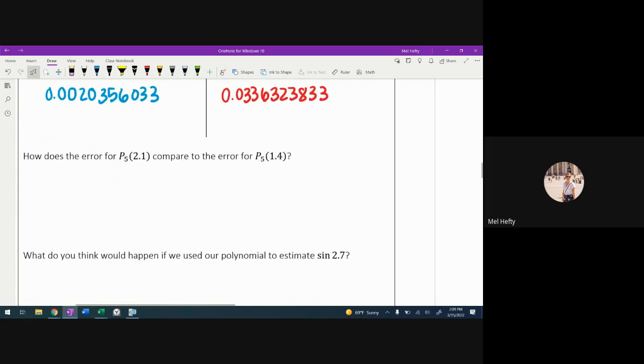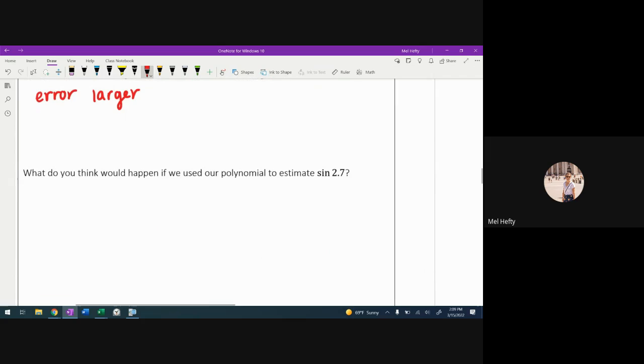All right, so the error was larger. So what would you predict would happen if I moved to the sine of 2.7 and I use the same polynomial? Do you expect it would be better, worse, about the same? Yeah, this would probably be even worse. So we have to decide what degree of accuracy we're comfortable with. And one of the hardest sections we do, probably of this entire year, has to do with if we approximate, what could the error be.